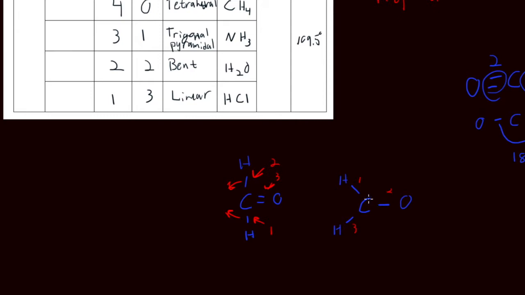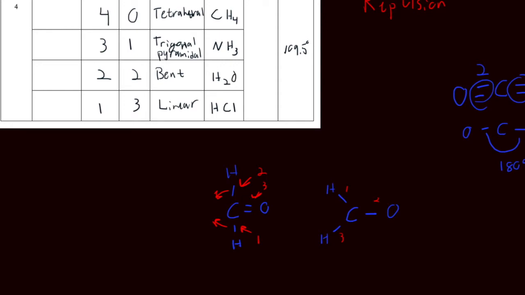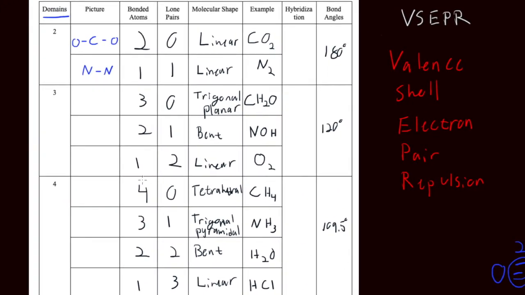So we call this trigonal planar because it makes a triangle, and if I look at it from the side, it would just be flat. And so the bond angles there are going to be 120 degrees, because that's as far as I can get away from each other on each of these bonds. So each of these bonds is going to be 120 degrees away from each other. So that's what we mean by those bond angles. Okay. So that's going to be 3 domains. Let's draw that one in here.